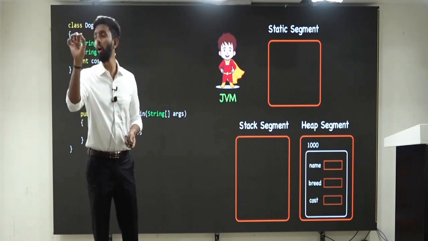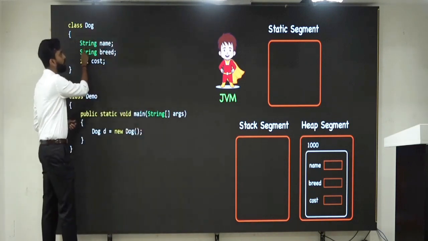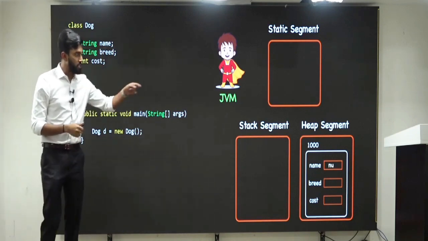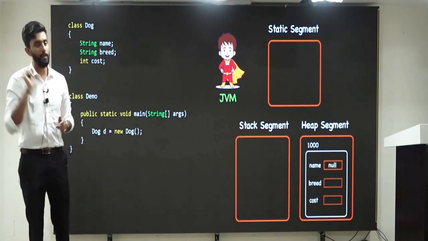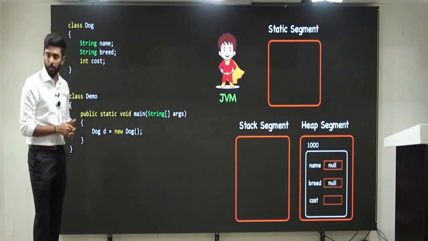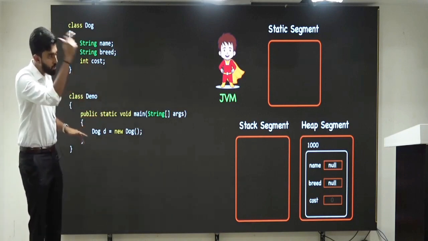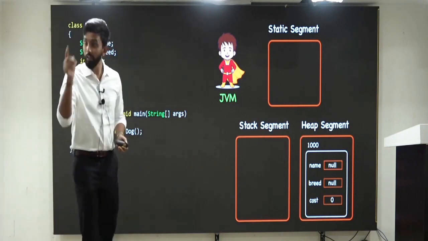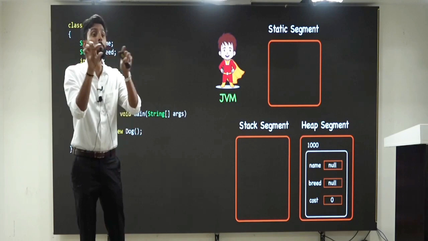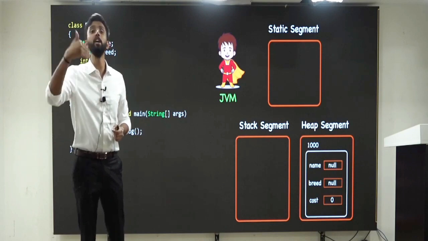What are they called? Default values. Now, what are default values? Listen, look at name. What is the type of name? String. String means default value is null. N-U-L-L. Next, breed. What is the type? String. String means default value is null. Cost. What is it? Int. Int means default value is zero. Understood? Float, 0.0. Double, 0.0. Char, empty character. Boolean means false. These are called default values.